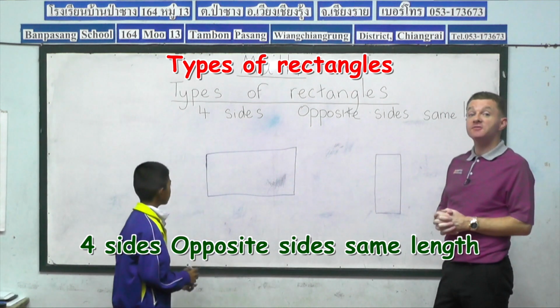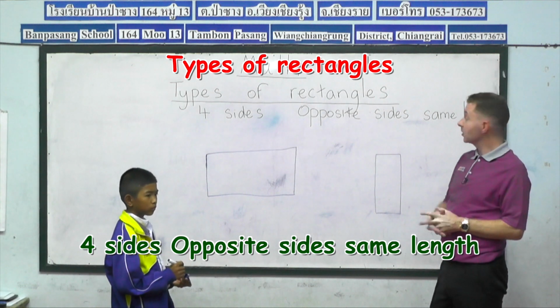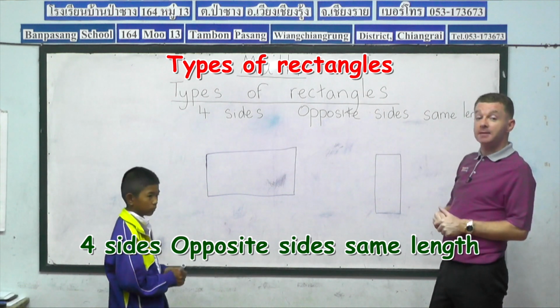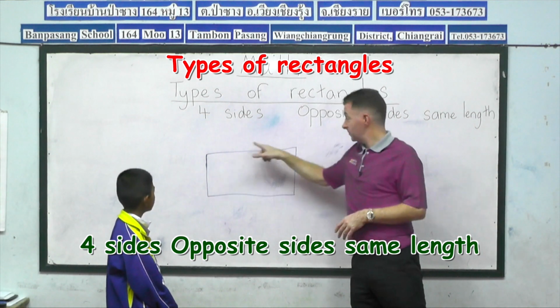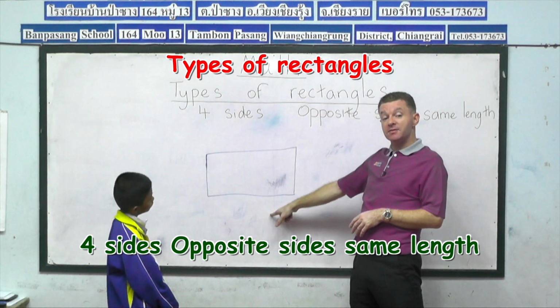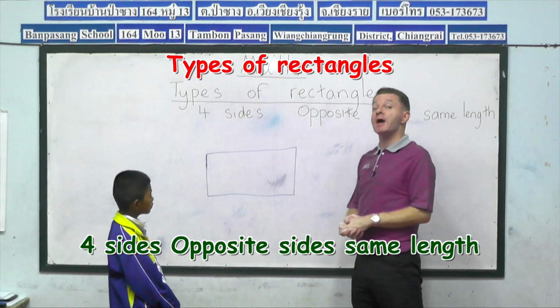Okay, how many sides? 4. Are the opposite sides of the same length? This one and this one same length? Is this side and this side the same length? Then we have a rectangle.